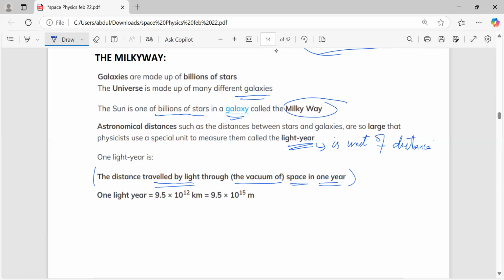So 1 light year is the distance traveled by light as it moves through the vacuum in 1 complete year. Another thing again: light year is not a unit of time. Don't consider it a unit of time. No, light year is a unit of distance. Which distance? The distance traveled by light through the vacuum of space in 1 complete year.